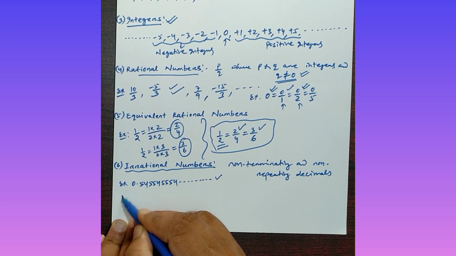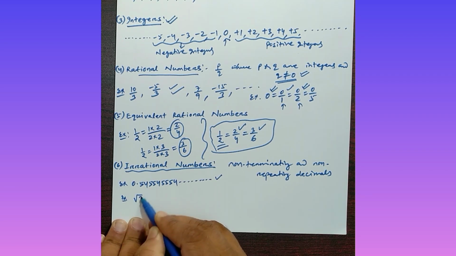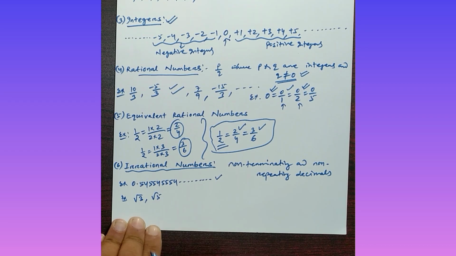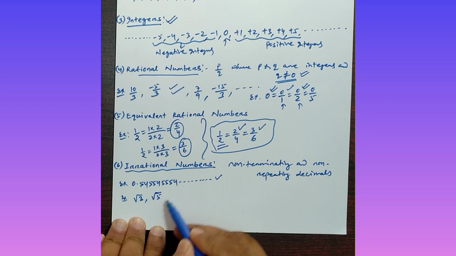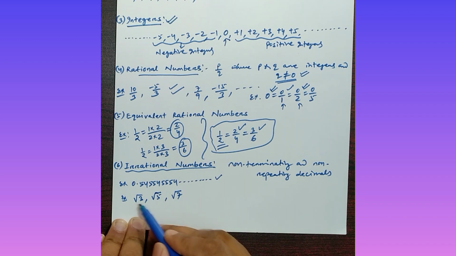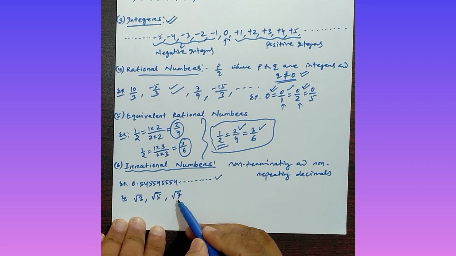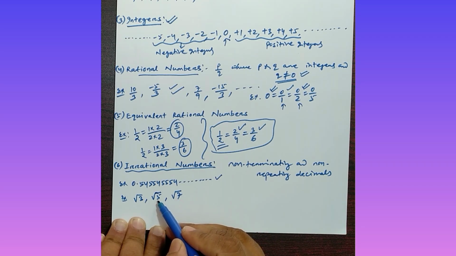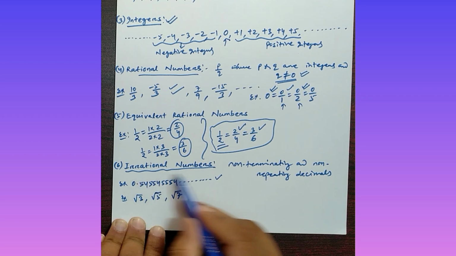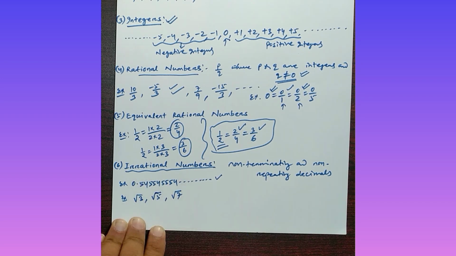One more example. Look here. Let's suppose I am saying under root of 3, under root of 5. These are also called irrational numbers. Why? Because 5 is not a perfect square. Like this, under root of 7, 7 is not a perfect square. So these are called irrational number examples. Fine, because 7 is not a perfect square, 5 is not a perfect square. That is why under root of 3, under root of 5, under root of 7 are examples of irrational numbers.